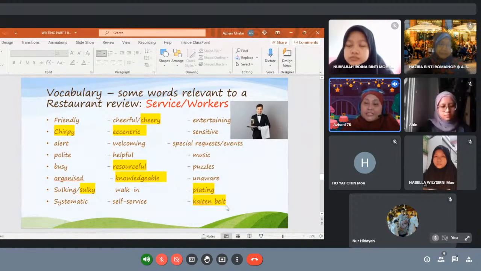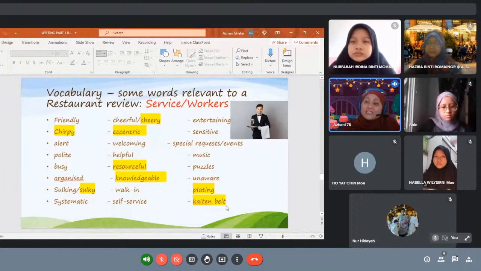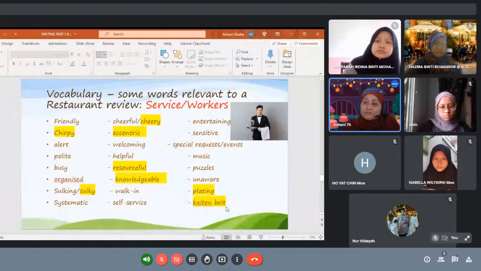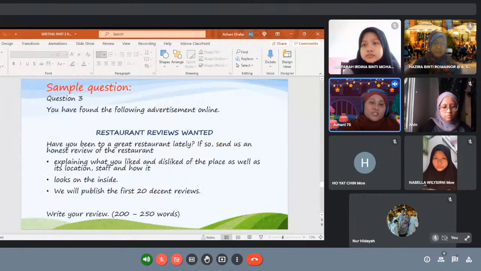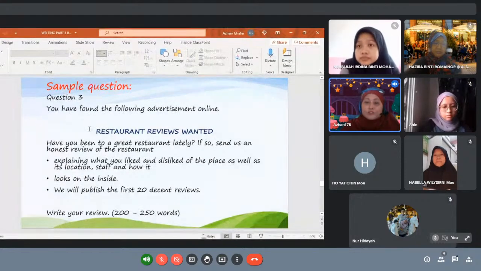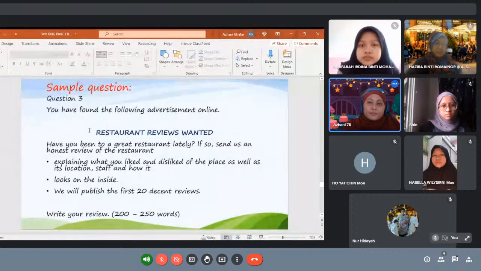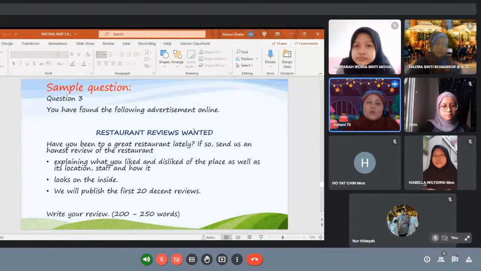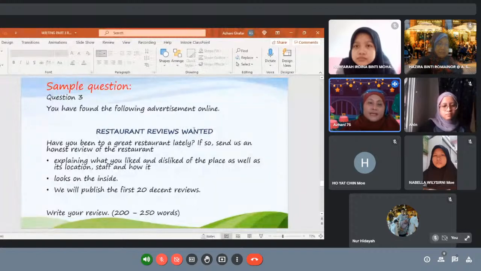Kaiten belt is basically normally for Japanese restaurants. Let's say Sushi King, they have this. Okay, we are finishing soon. Hold on. All right, we come to this sample question. Of course, we have looked at the outline, the vocabulary, the tips and techniques. So we have come to the sample question.